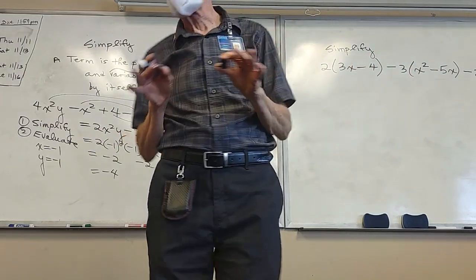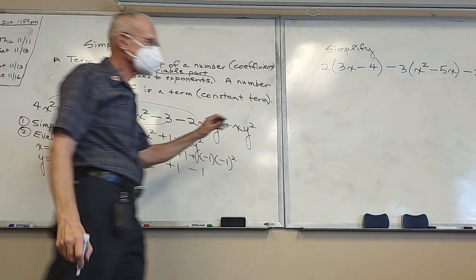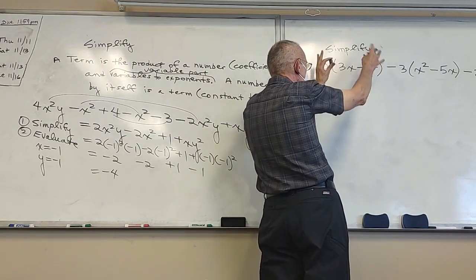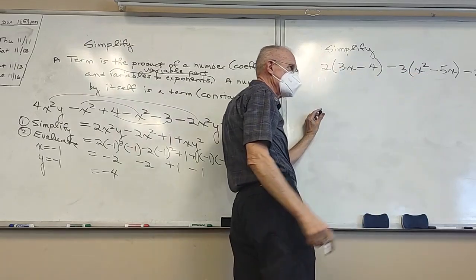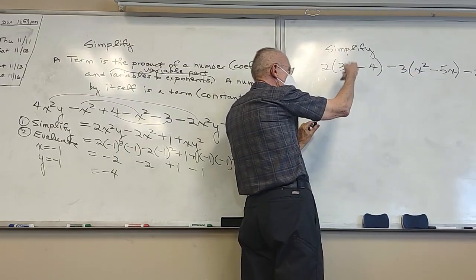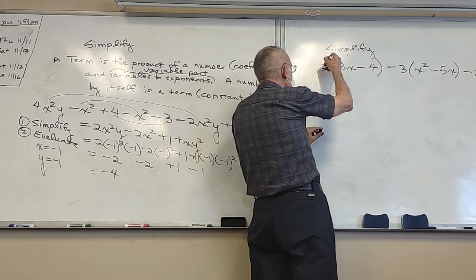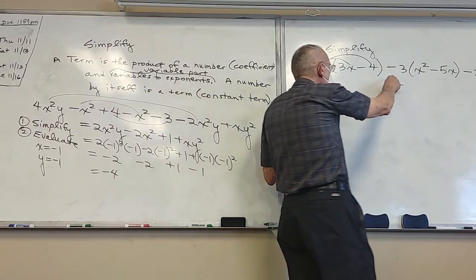The distributive principle. Remember we had it on the board. Remember that whatever is in front of parentheses, and something is either being added or subtracted inside the parentheses, that what's outside is distributed to everything inside. Distributed means multiply. So this 2 is distributed. This minus 3 is distributed.